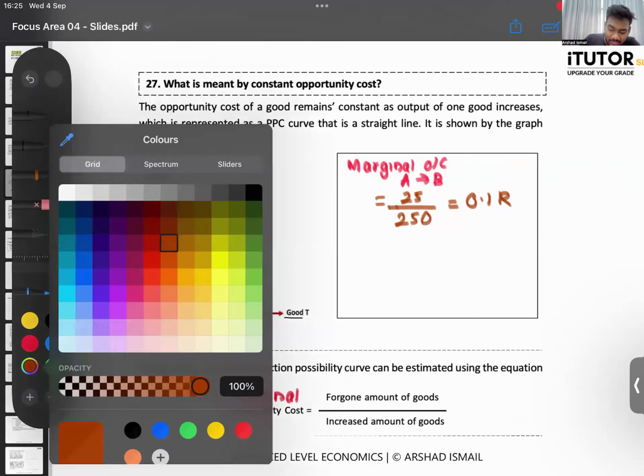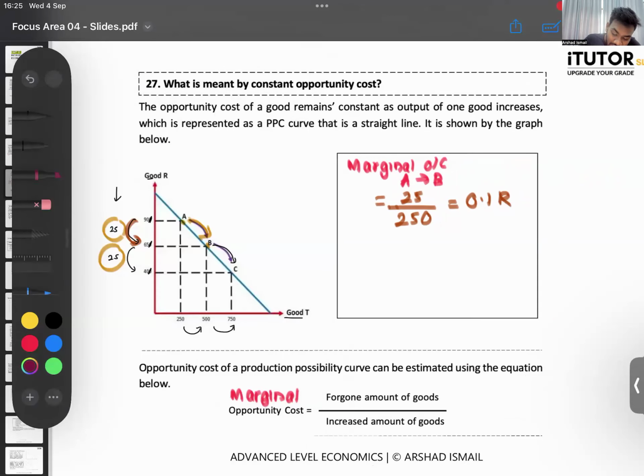What if in your exam paper they ask you, what is the marginal opportunity cost when moving from B to A? Can you all give me the number for this level? Now we are not going from A to B, we are going the other way around. So you can go that way also. Now you're going from B to A.